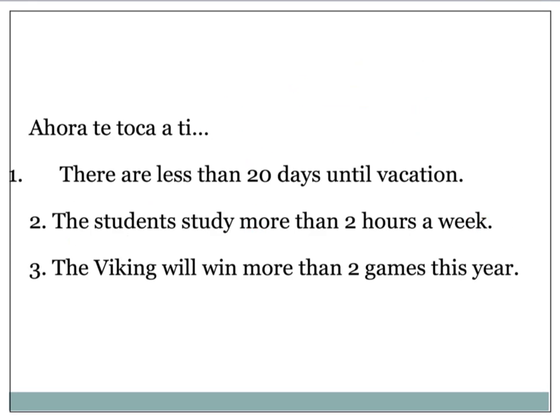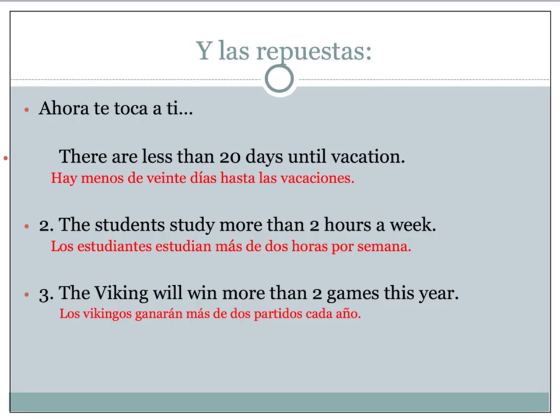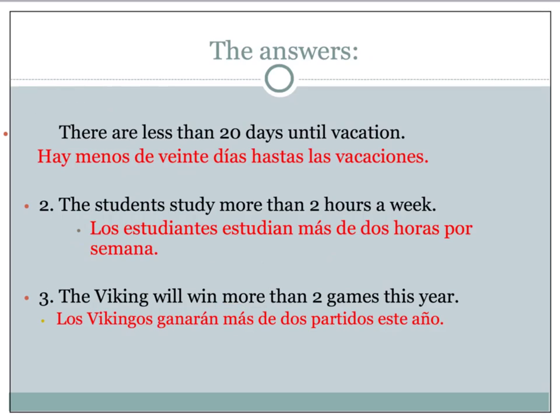Ahora te toca a ti. Write these down on your answer sheet. Here are the answers. We'd say, hay menos de, because we have a number, 20 días hasta las vacaciones. Los estudiantes estudian más de 2 horas, and los vikingos ganarán más de 2 partidos. So again, because we have numbers, we use de.